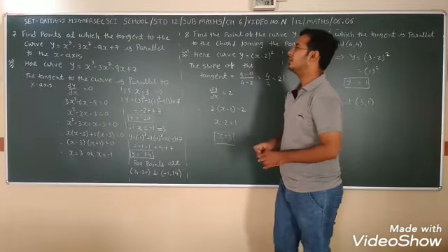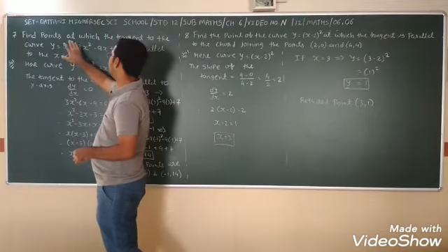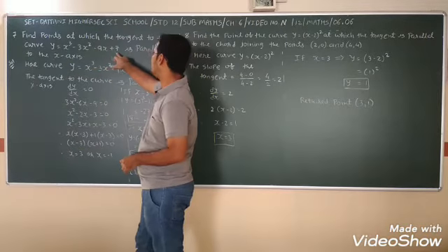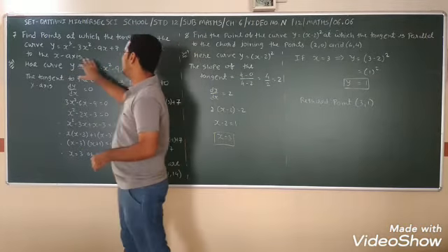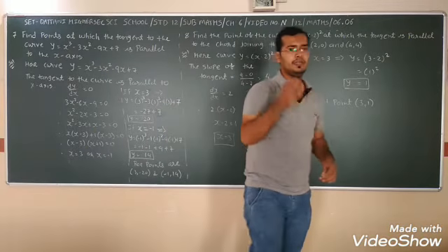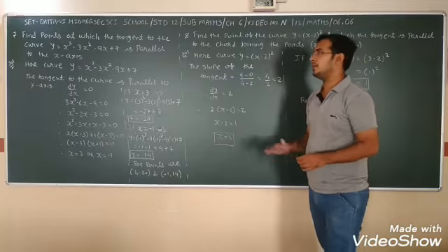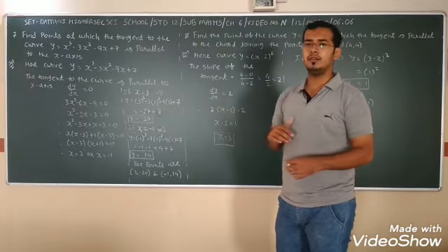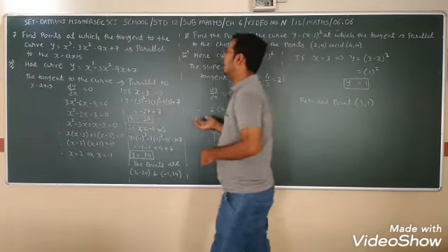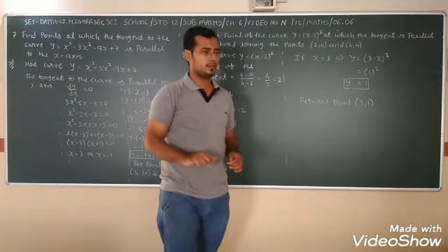Sum number 7. Find points at which the tangent to the curve y equals x cube minus 3x square minus 9x plus 7 is parallel to the x-axis. First, you have to find the slope of the tangent as well as the normal. Now, here you have to find the points. The curve is given, and there is a statement that the tangent is parallel to the x-axis.